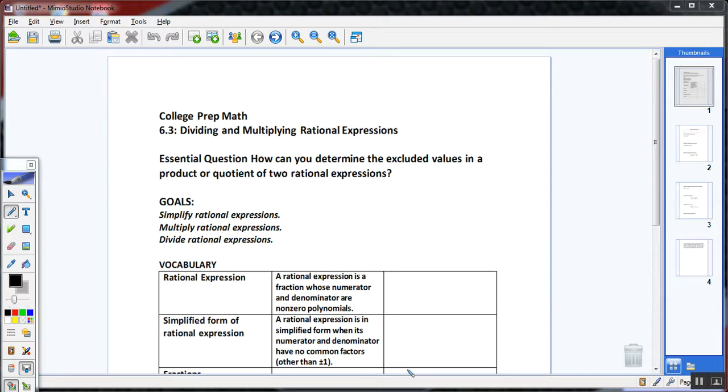So when we talk about dividing and multiplying rational expressions today, and they ask the question, how can you determine the excluded values in a product or quotient of two rational expressions? What they're really asking you today is, what cancels? And we're going to show you how to simplify products and quotients of rational expressions today.